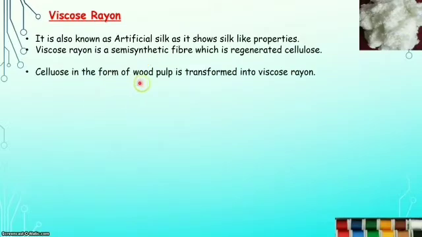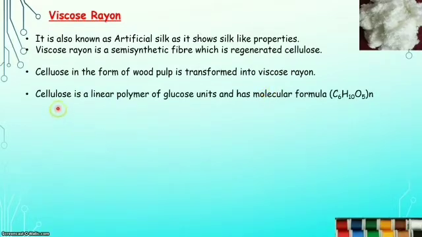Cellulose in the form of wood pulp is transformed into viscose rayon. What is this cellulose and how is that cellulose converted into viscose rayon? Let us understand this part. Cellulose is a linear polymer of glucose units and has the molecular formula (C6H10O5)n. So that indicates cellulose is a straight chain polymer of glucose monomer.